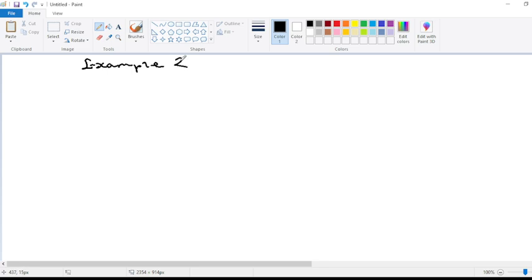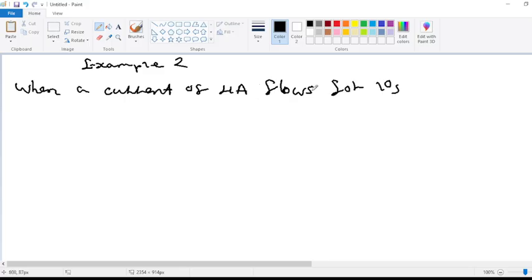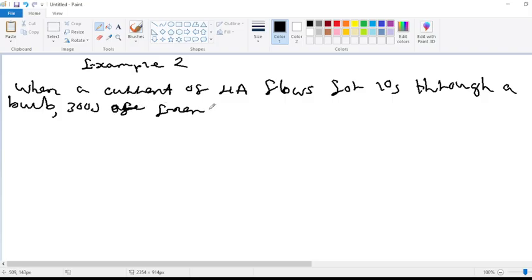Okay, so now this one here, we have: when a current of 4 amps flows for 10 seconds through a bulb, 300 joules of energy are consumed.